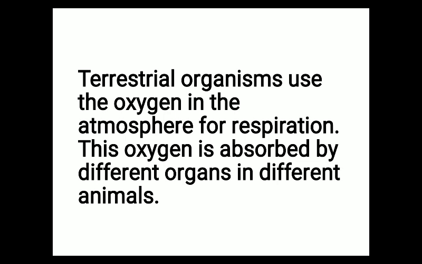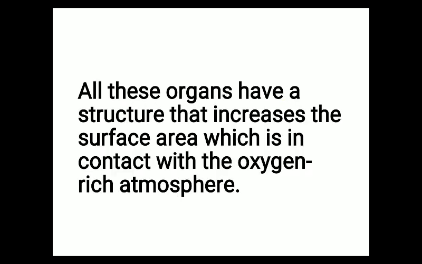Now we'll talk about terrestrial animals like human beings. Terrestrial organisms use the oxygen in the atmosphere for respiration. This oxygen is absorbed by different organs in different animals. So terrestrial organisms, those which live on land surface, absorb oxygen with the help of different structures present in them, just like spiracles, book lungs, gills.